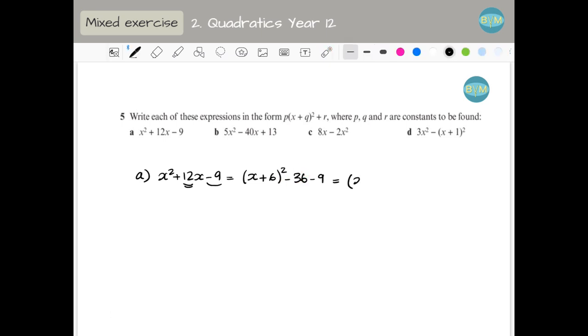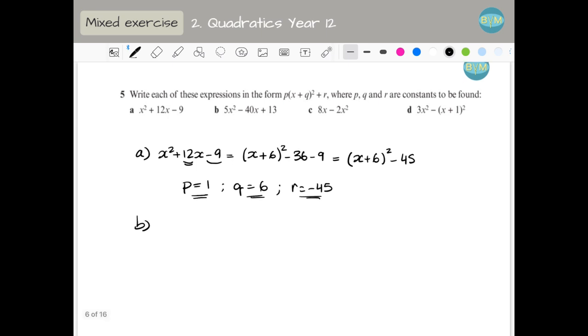If I put the numbers together, I have x plus 6 squared minus 45, which means P, the coefficient of the bracket, is 1. Q is the number inside the bracket, so Q is 6, and R is minus 45. So Q is 6 and R is minus 45. And that's it with this one.